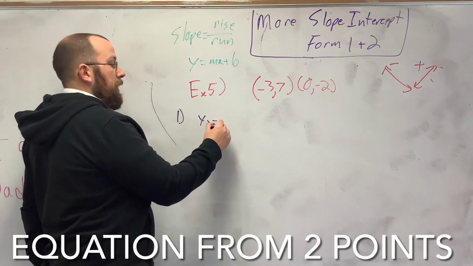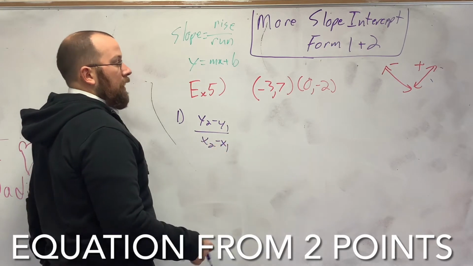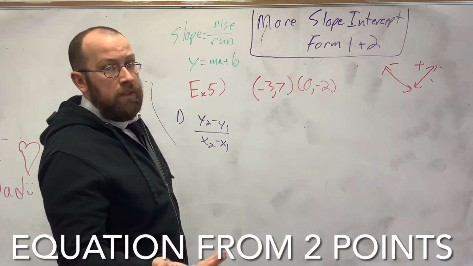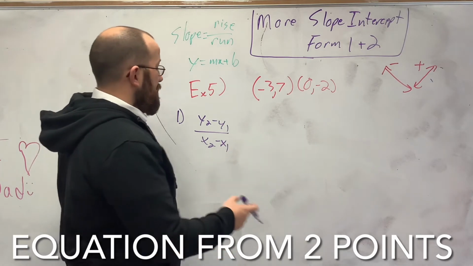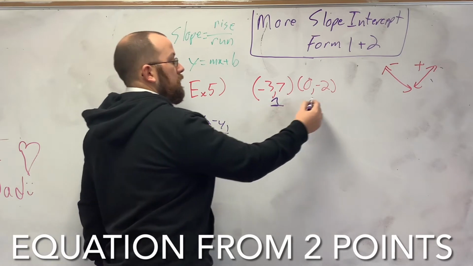So y2 minus y1 over x2 minus x1. You have to find the slope first when you have 2 points. When you have a graph, you always use the y-intercept. Points, you have to find the slope first. So this is how I do it.